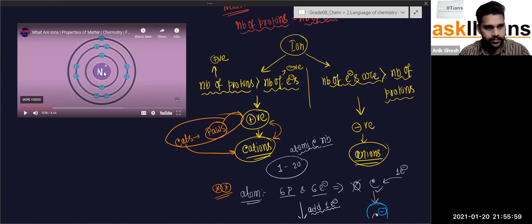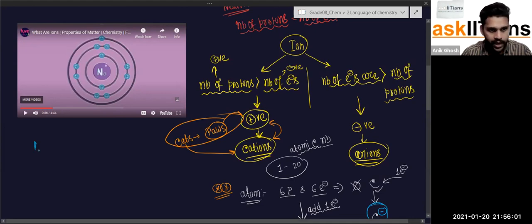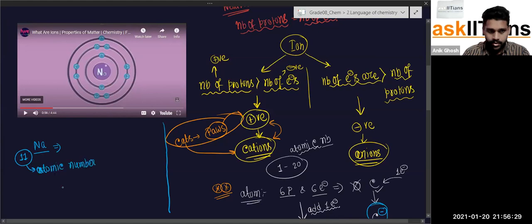Do you remember this? Tell me, what is the atomic number of sodium? The atomic number of sodium is 11, isn't it? So 11 means 11. Tell me, is it the number of protons or the number of electrons? This is the atomic number. Atomic number stands for the number of protons, but it is also the number of electrons as well, isn't it?